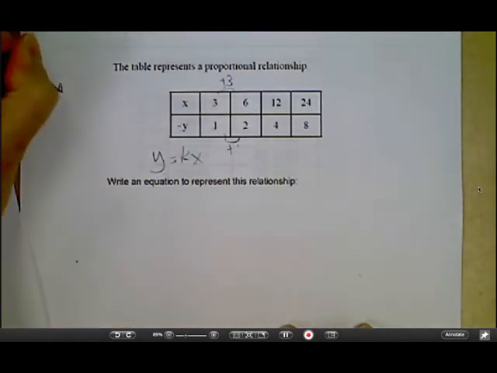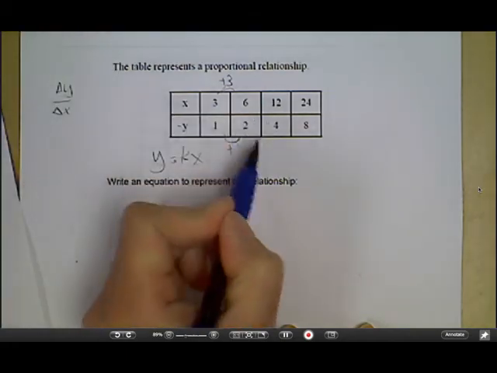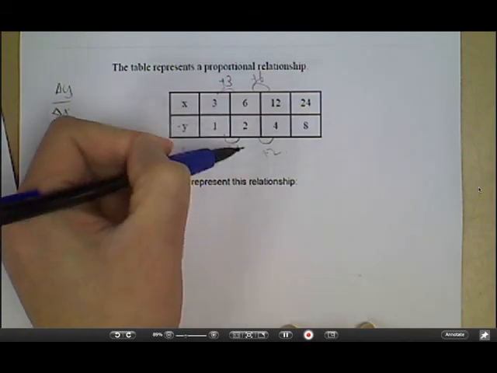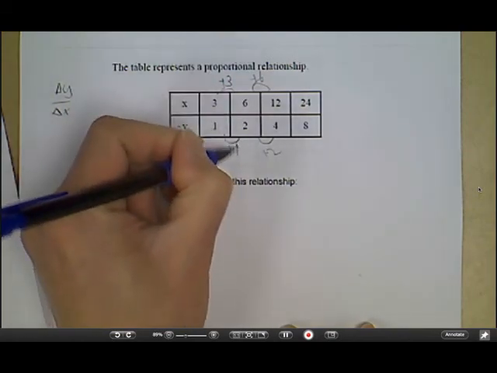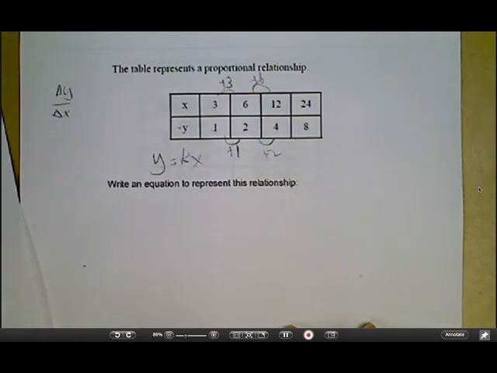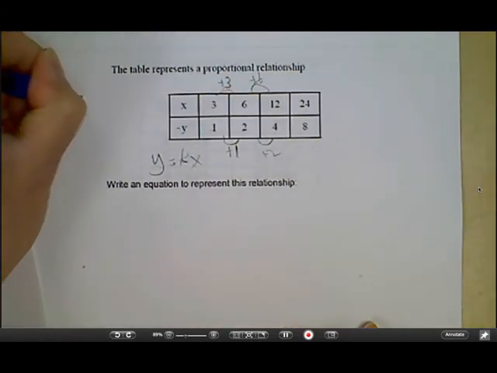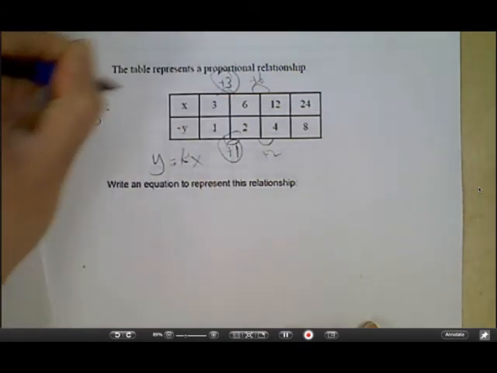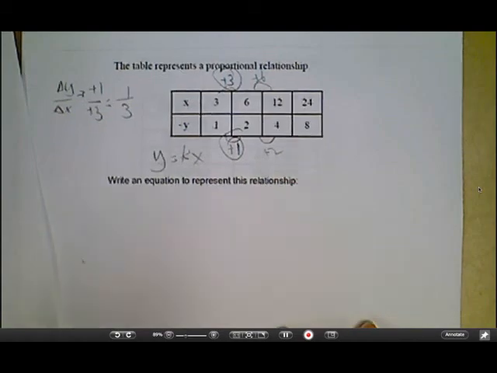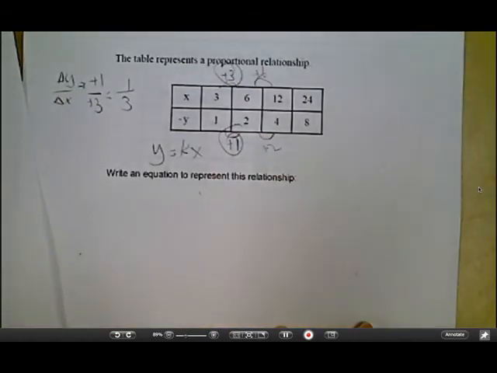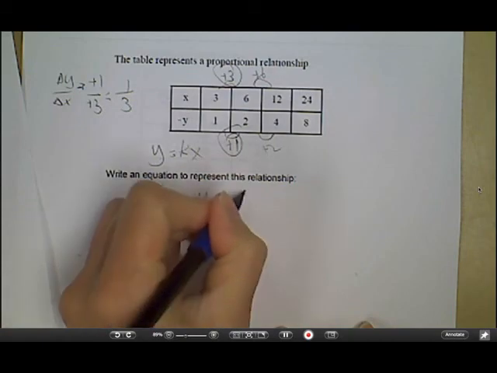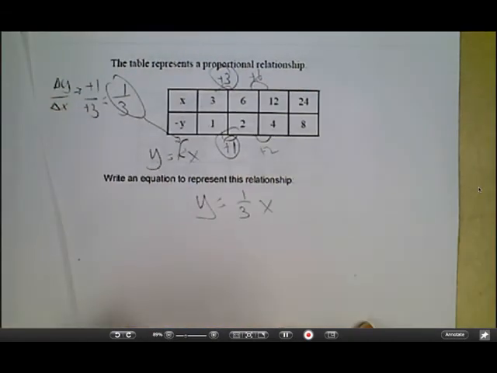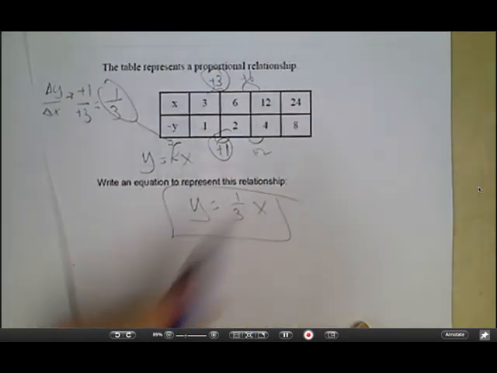So change in y over change in x. This one you can do plus 2, this one is plus 6. As long as you're using the same change, 2 over 6 or 1 over 3, it should be okay. So change in y is plus 1. Change in x is plus 3. So my constant is 1/3. So my relationship here is y is equal to 1/3 x. All I'm doing is taking the slope and replacing my k with that number, and my equation is y is equal to 1/3 x.